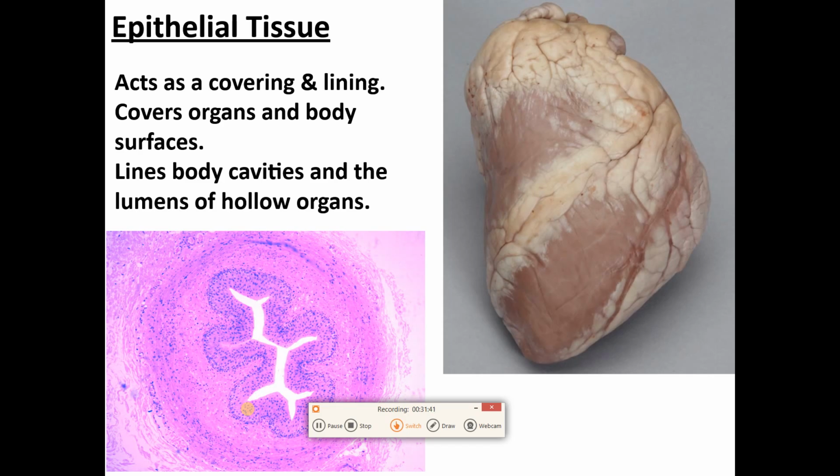Body cavities, which we cover in Lab 2. So if you've done Lab 2 or you've watched the Lab 2 video, you know about the thoracic cavity, the abdominopelvic cavity. Those cavities are lined by epithelial tissue.